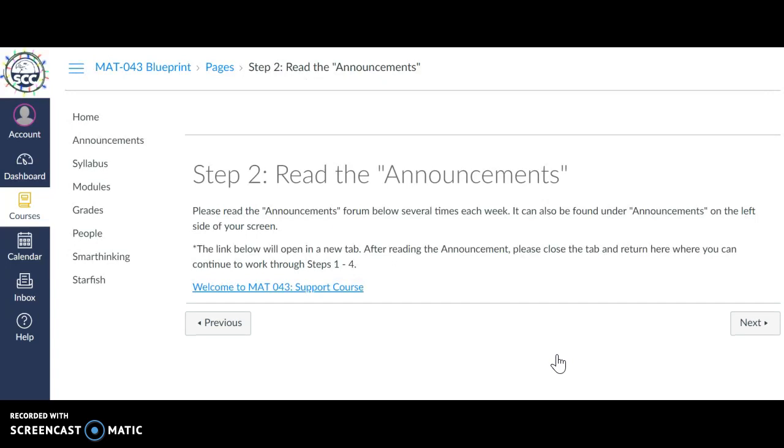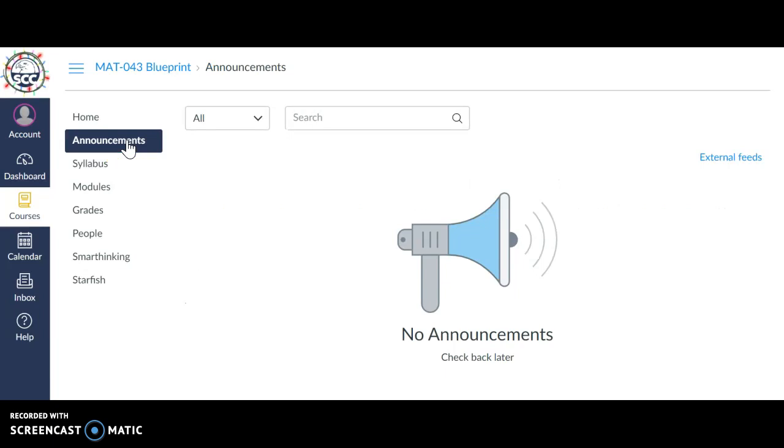Step 2, read the announcements. Your support course instructor will post announcements several times each week to give you a heads up on the important things you should be working on. It is extremely important that you pay close attention to these announcements. You will also receive a copy of each announcement in your SCC Gmail. Each time you enter Canvas, please take a quick minute to click on Announcements over here on the left-hand side to read the newest information from your instructor. When there's new announcements posted, they will be posted here.